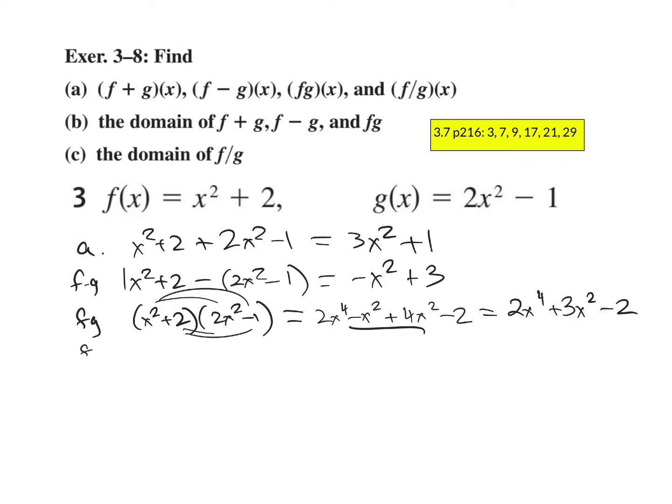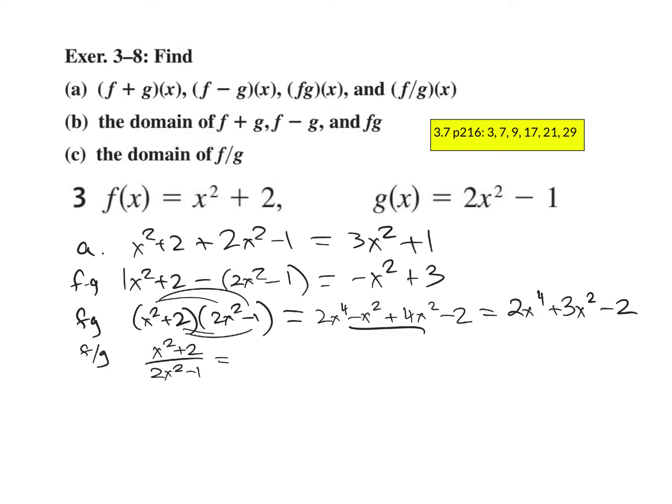And the last one, f divided by g. So x squared plus 2 divided by 2x squared minus 1. Okay, so there's nothing to do with this. That's the answer. Nothing to simplify there. So then it says part B, find the domain of the f plus g, the f minus g, and the f times g. So this would be the first three things we did. And part C is find the domain of f divided by g. All right, so basically B and C just says, hey, find the domain of all those things you just did.